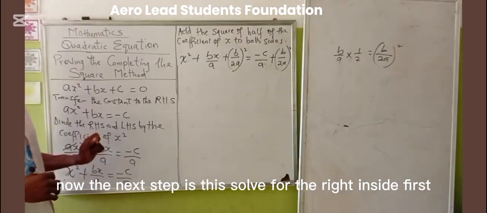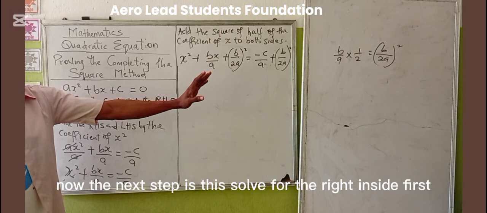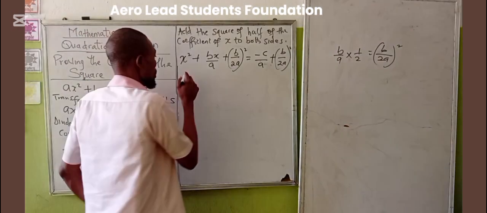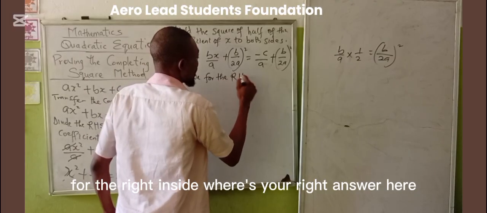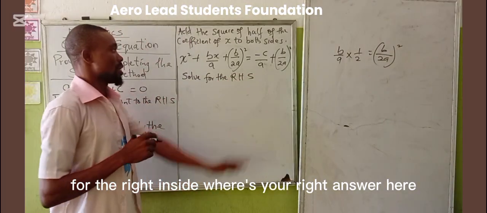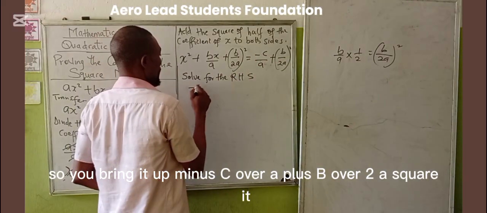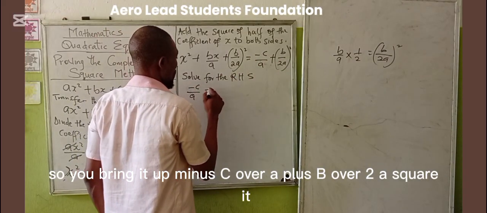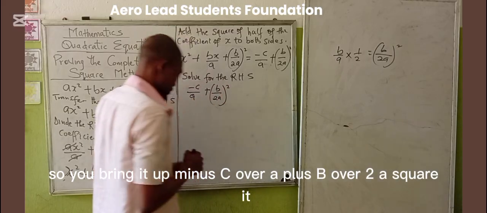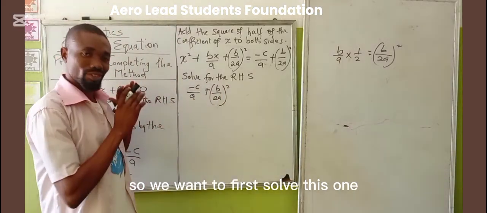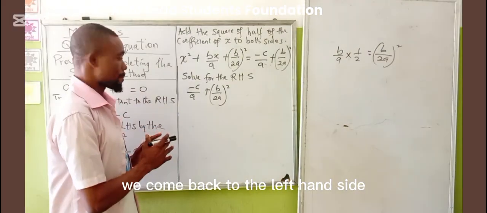Now, the next step is this. Solve for the right hand side first. Where's the right hand side? Here. So you bring it out. Minus c over a plus b over 2a squared. So we want to first solve this one. When we are done solving this, we'll come back to the left hand side.